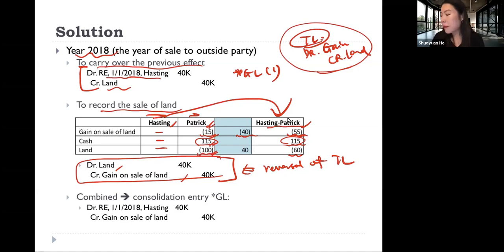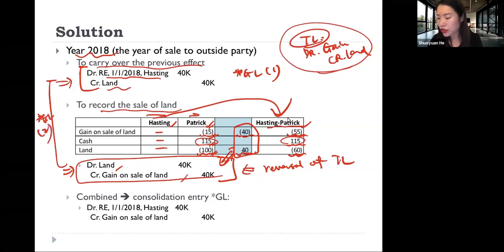Land: when Patrick sold the land, it decreased by 100,000. But if you view the two firms as one firm, the cost of the land is only 60. So we need to mark up land by 40,000. Those are just the same entry. It will give you the same entry no matter which way you do it, no matter how you think about it. Both will give you the entry of debit land of 40,000, credit gain on sale of land for 40,000. So those are the two entries that form the star GL entry version 2.